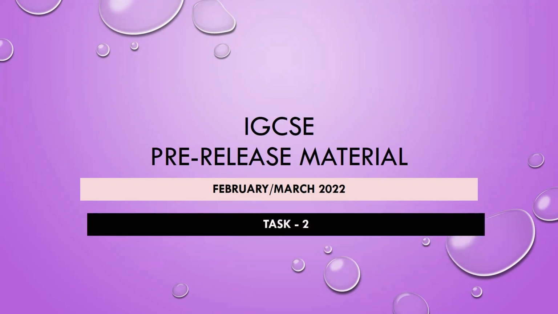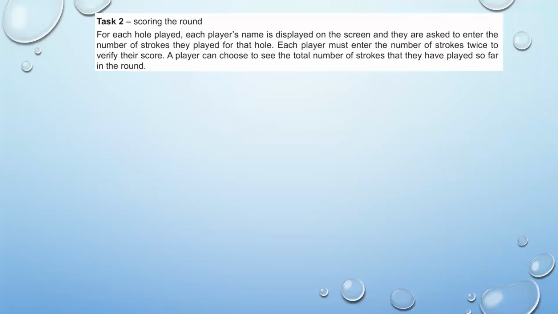Those who have missed out on task 1 can have a look at my earlier video where I have discussed task 1 in detail. Now looking at task 2, the question says for each hole played, each player's name is displayed on the screen and they are asked to enter the number of strokes they played for that hole. Each player must enter the number of strokes twice to verify their score. A player can choose to see the total number of strokes that they have played so far in the round. So that is task 2 for you.